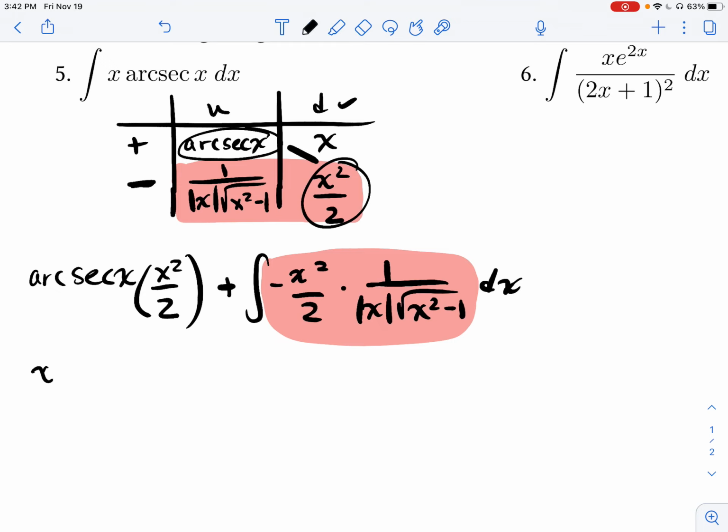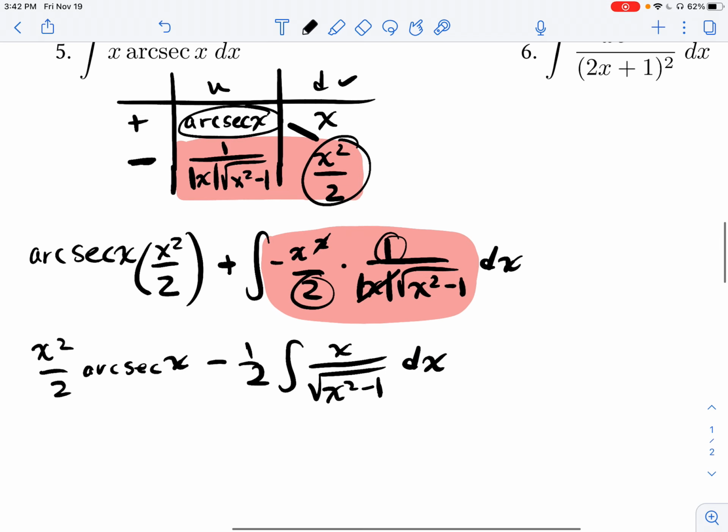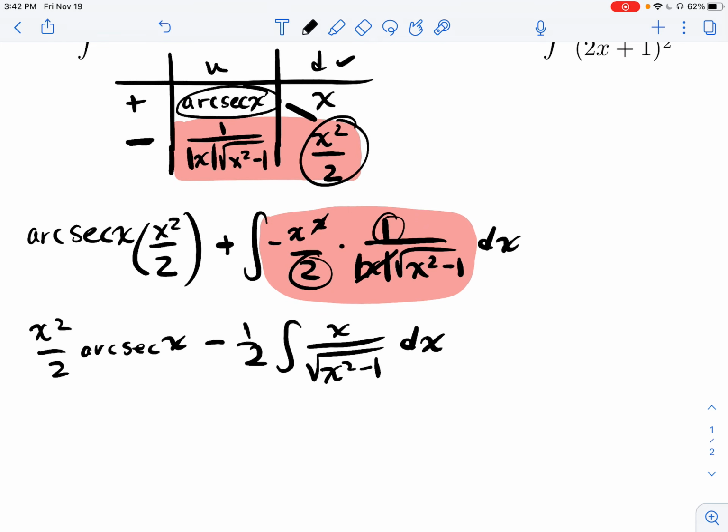I can rewrite this as x squared over 2 arcsecant of x minus, and I'm also going to move this constant of 1/2 to the outside, so minus 1/2 the integral of, and divide this absolute value of x into this here. So we've got x over root x squared minus 1. And we don't need integration by parts to do this. We can actually rewrite this using either the reverse chain rule or u sub, depending on how you want to think about it. So we have x squared over 2 arcsecant of x.